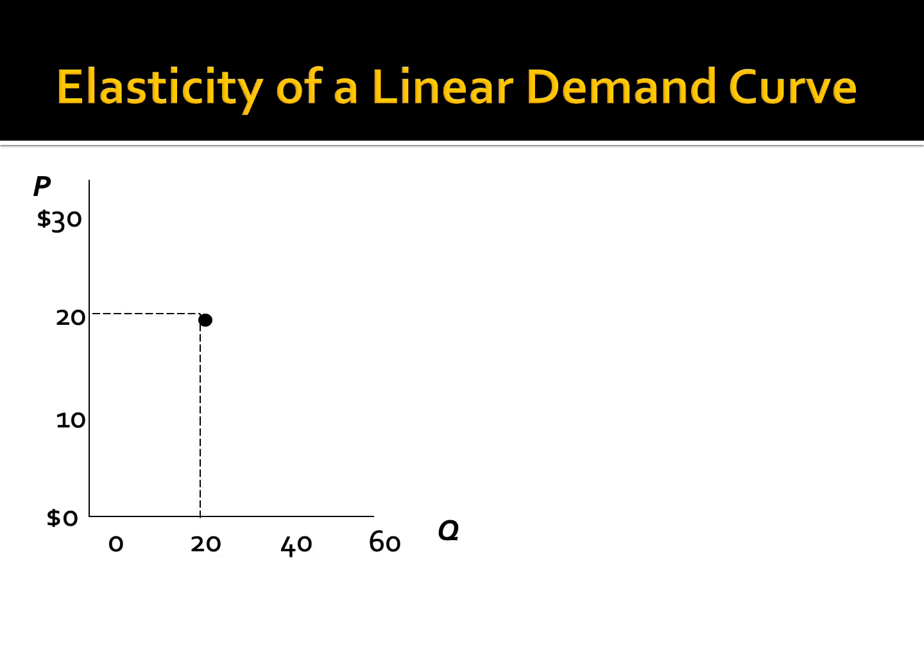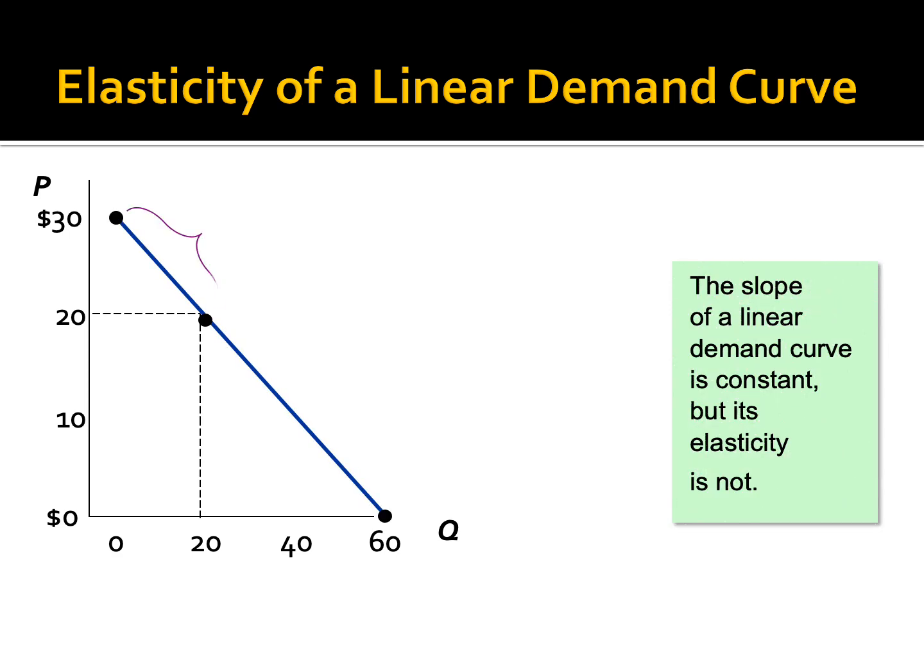Elasticity and the linear demand curve. What we've been looking at initially is the slope of the demand curve in terms of what the elasticity is. But it turns out that even in a linear demand curve that has a single slope, the price elasticity of demand will vary based on where you are along the demand curve. For example, for a price change from $30 to $20 and 0 units to 20 units, the elasticity is very, very elastic.